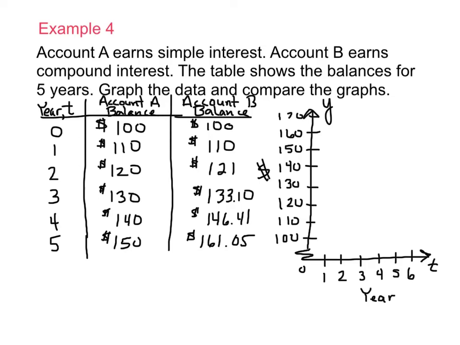So I'm going to use blue for account A. So if we do 0, 100, we do 1, 110, 2, 120, 3, 130, 4, 140, 5, 150. We draw our line.